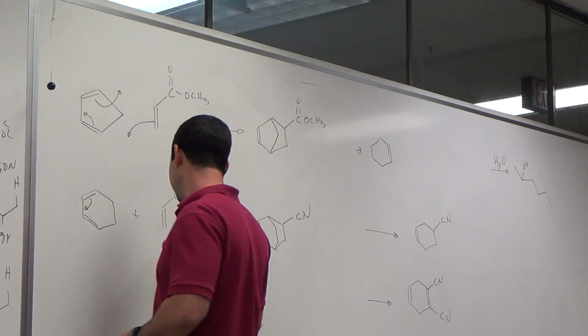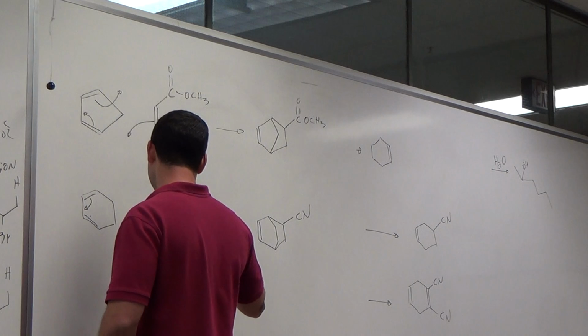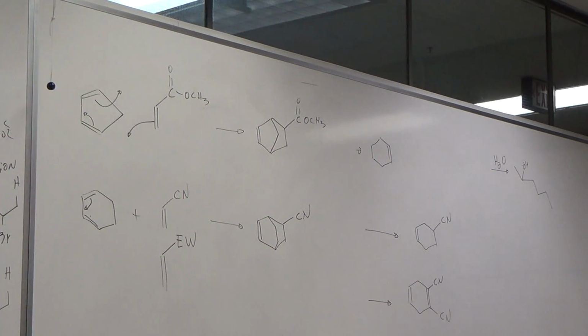Okay, if you notice, the good thing to put on the dienophile are electron withdrawing groups. And this is going to be very important when you take organic and you do electrophilic aromatic substitution.